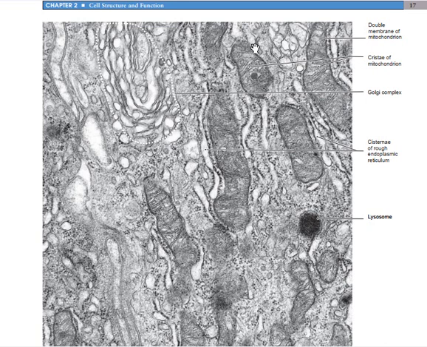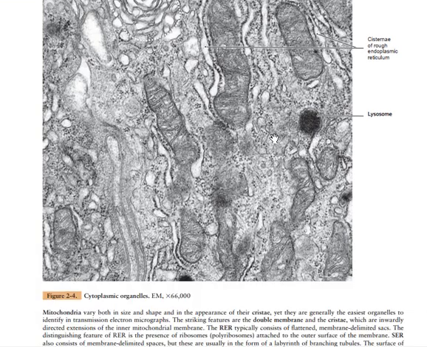Then you see the double membrane of the mitochondria. This is the central circular DNA of the mitochondria, as you can see here. So these are the plicated parts of the mitochondria and all that.